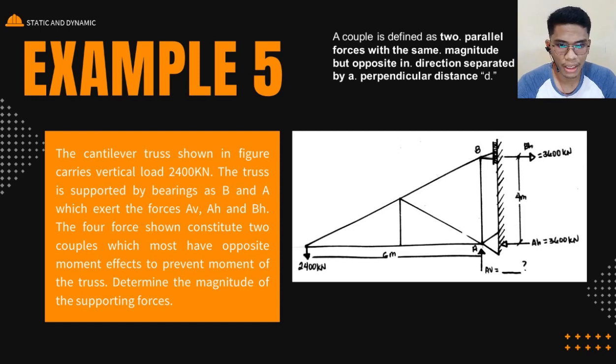The truss is supported by bearings A and B, which exert the forces AV, AH, and BH. The four forces shown constitute two couples, which must have opposite moment effects to prevent rotation of the truss. Determine the magnitude of the supporting forces.